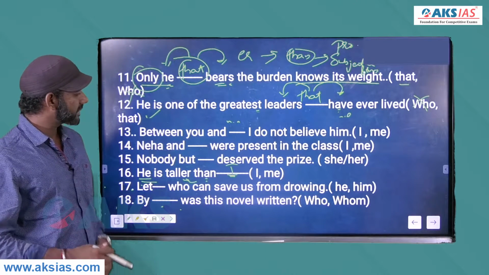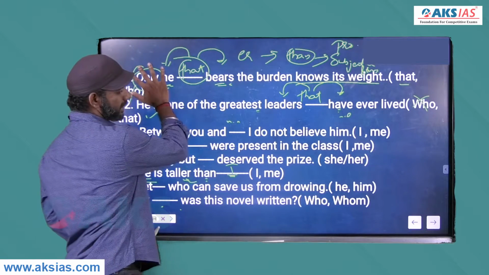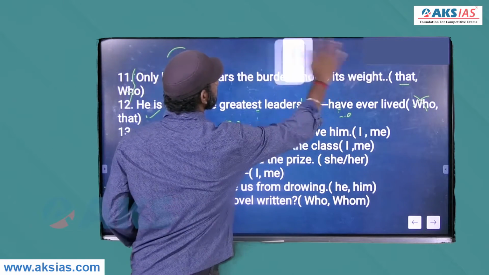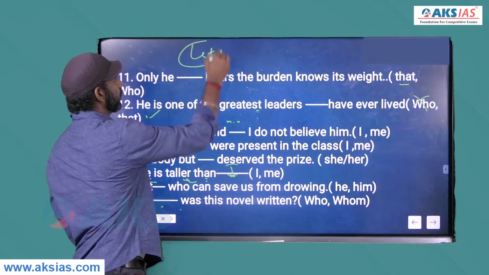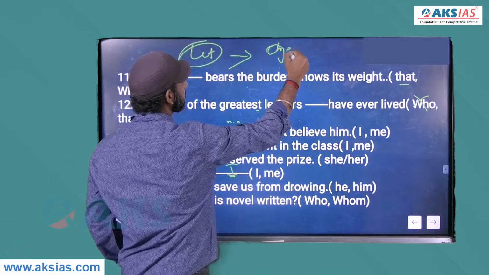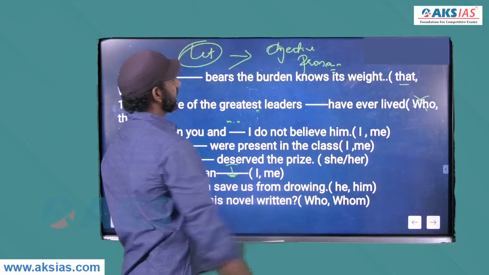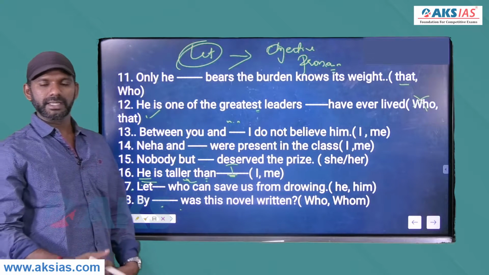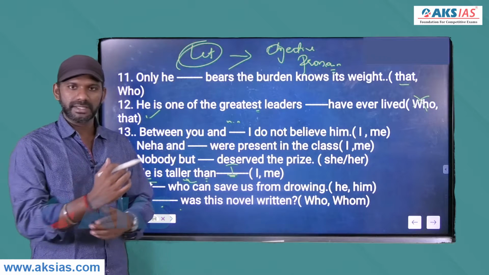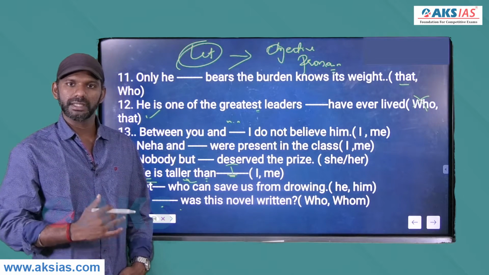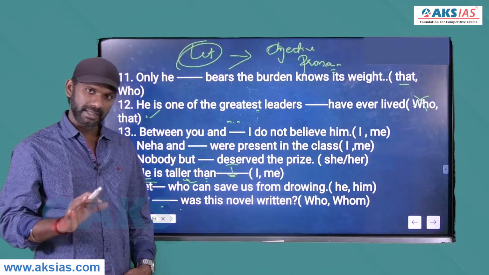Let dash who can save us from this drowning, save us from drowning. The options are he and him. We have gone for this rule as well. Let will be followed by an objective pronoun. Like, let me sit here. Me is an objective pronoun. Let him go there. Him is an objective pronoun. Let her come. Her is objective. Let them play. Them is objective. Let us go. Us is objective.